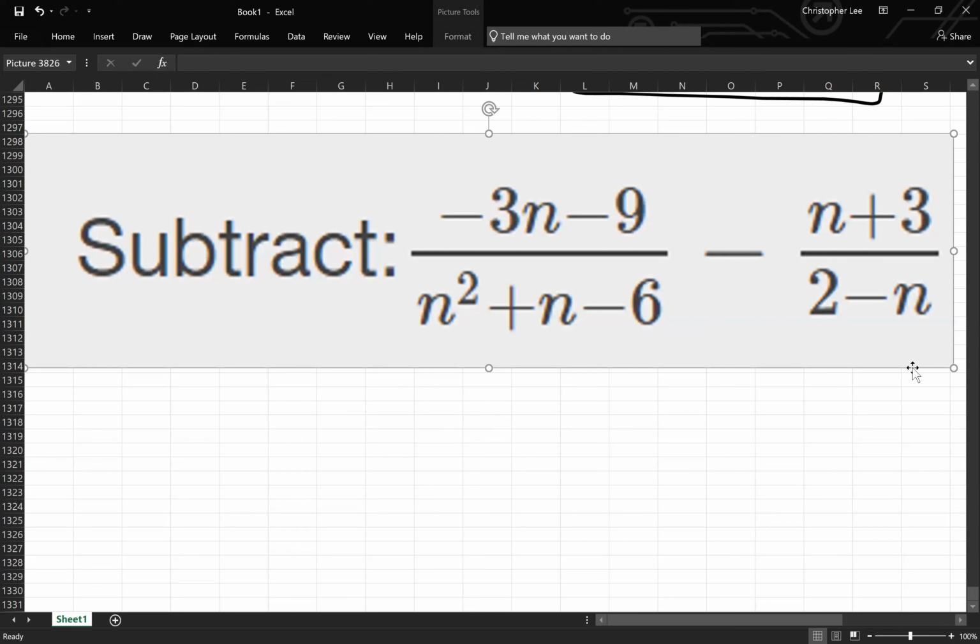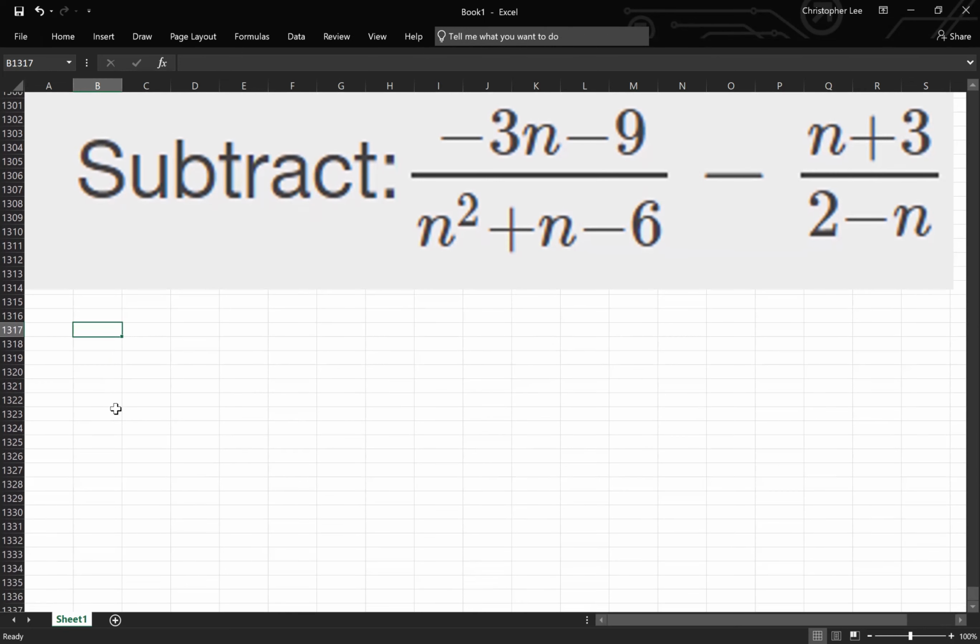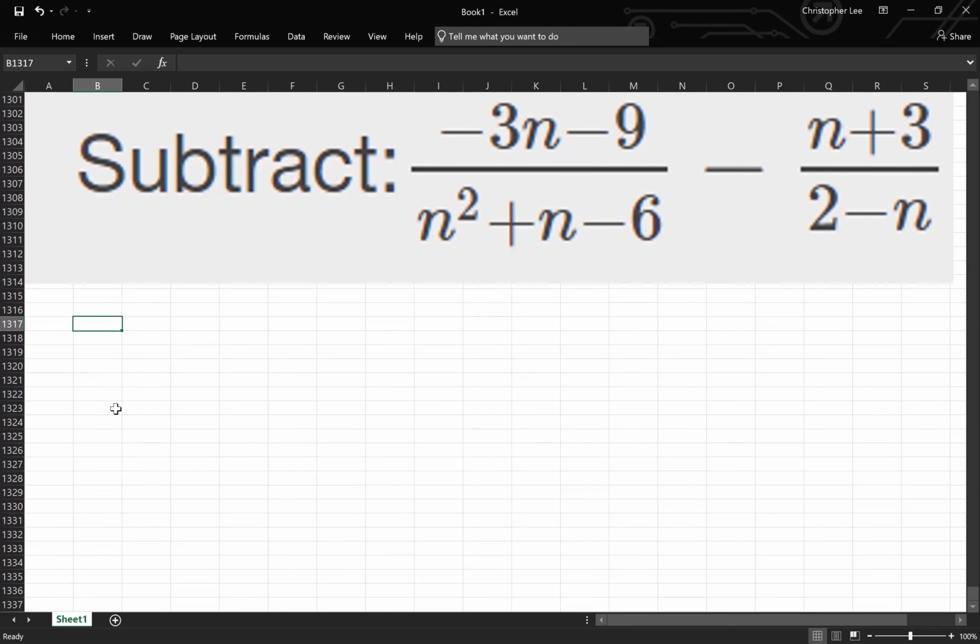So this is a subtraction question right here. I have negative 3n minus 9 over n squared plus n minus 6, minus n plus 3 over 2 minus n. First thing I want to do before I start doing anything is factor. I'm not really concerned with the numerator. I'm more concerned with factoring the denominator, because I want the denominators to be the same.